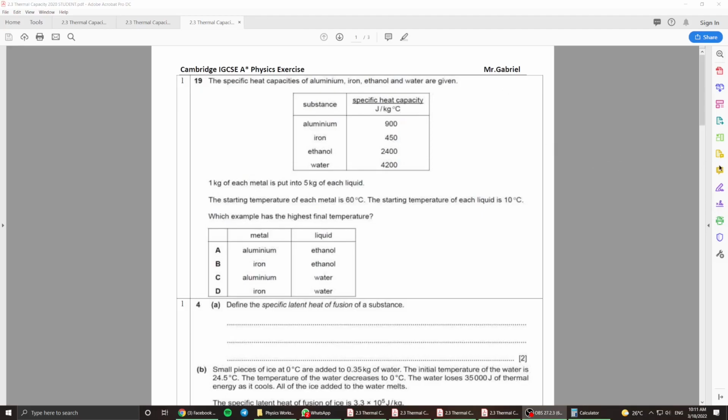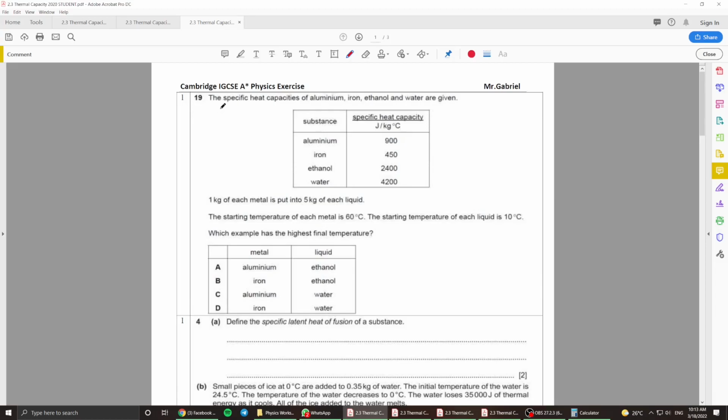Okay, finishing off with the last set of the exercise here. If you look at the final question here, the specific capacity of aluminium, iron, ethanol and water are given. 1 kg of metal is put into 5 kg of each liquid. The starting temperature of each metal is 60 degrees Celsius, and the starting temperature of each liquid is 10 degrees Celsius. Which example has the highest final temperature?